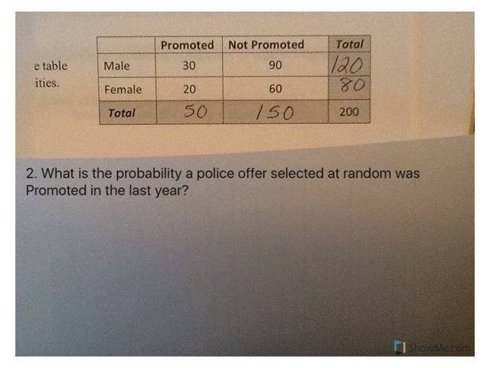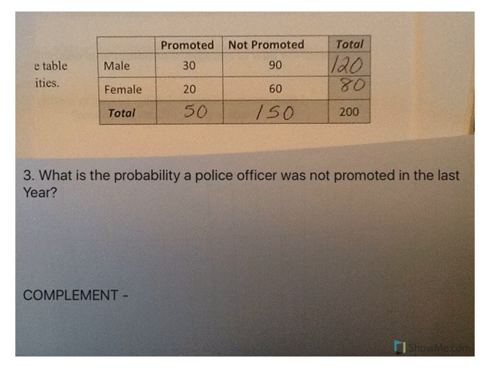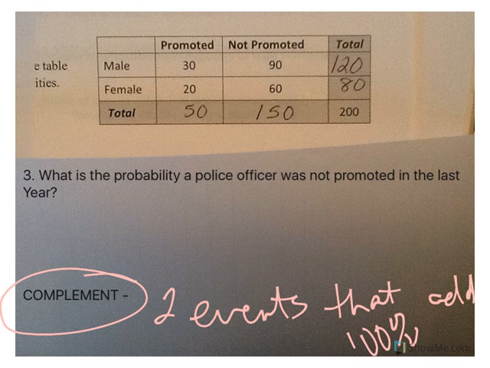What's the probability a police officer selected at random was promoted in the last year? Well, here's promoted, so that's 50 out of 200, 0.25 or 25%. Now, if we say not promoted, in this case, you have two ways to do this. In terms of complement, we know that complements are two events whose probabilities add to 100%. That's what makes them complements, if two probabilities together give you all of your options. So we know 100% is 1.